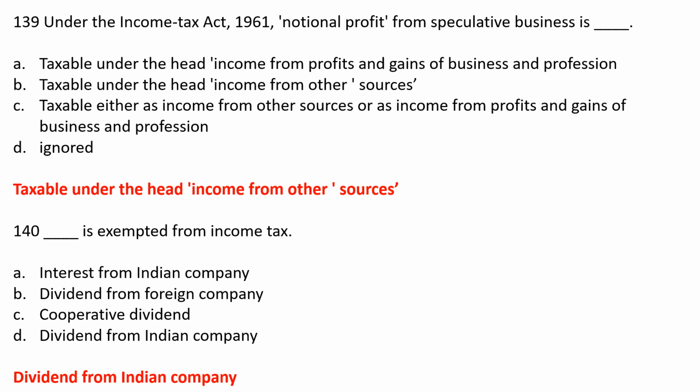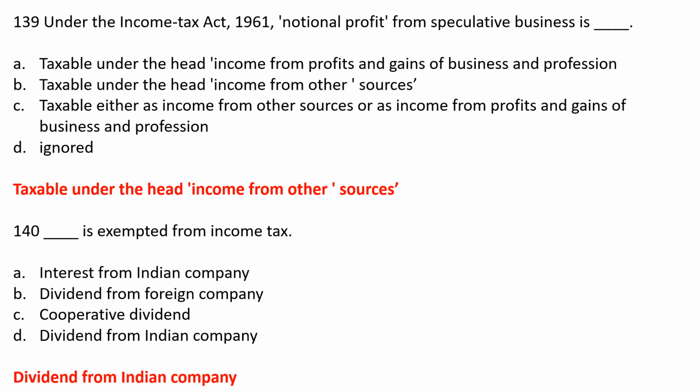Under the Income Tax Act 1961, notional profit from speculative business is taxable under the head income from other sources. The word speculative in business refers to the act of conducting a financial transaction that has a risk of losing value but also holds expectations of a significant gain. So when the business person earns such notional profit, that amount is taxable under the head income from other sources. Next MCQ number 140.